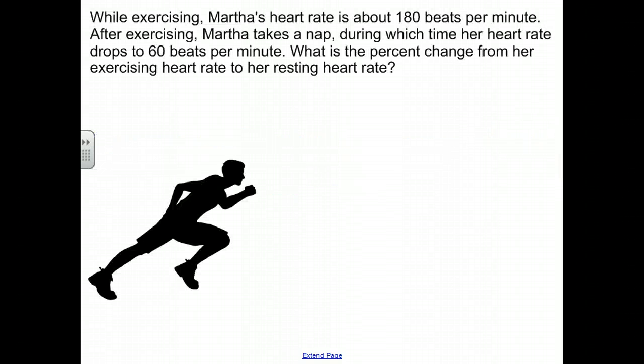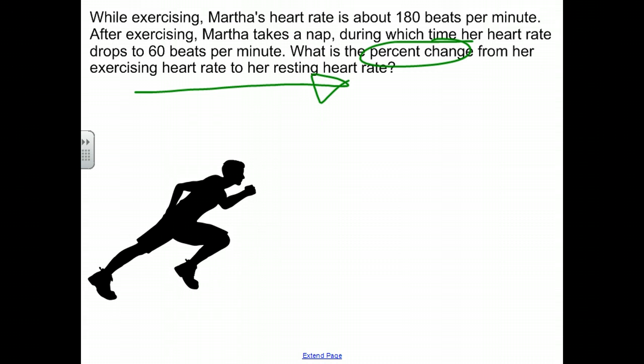So let's take a look at this problem. Martha exercises. While she exercises, her heart rate is 180 beats per minute. While she's taking a nap afterwards, her heart rate drops to 60 beats per minute. What is the percent change from her exercising heart rate to her resting heart rate?